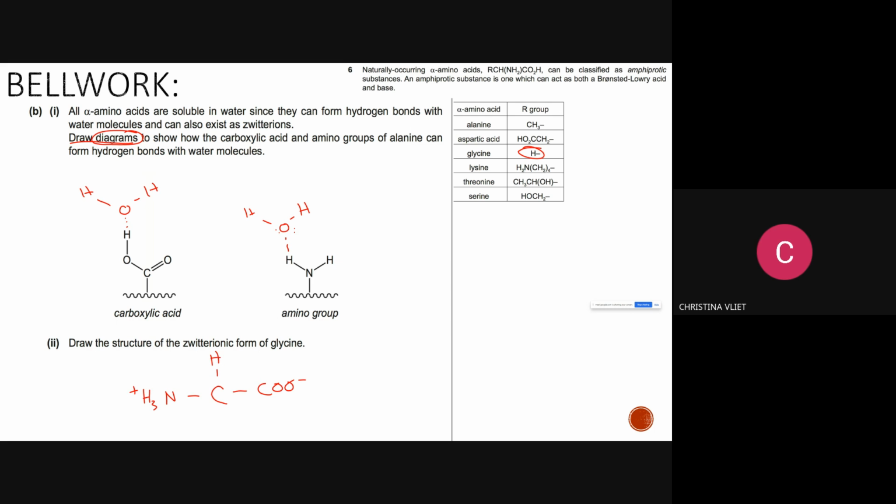And then you put your R group. Your R group this time is hydrogen. So this is how I would have drawn it. But if you did skeletal, structural, displayed, as long as it's got all the key components, it's fine. And that was 1 mark.